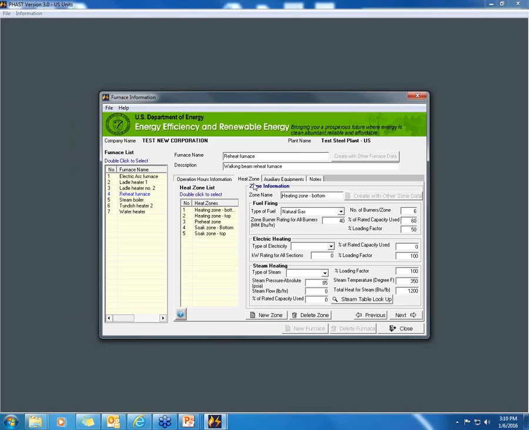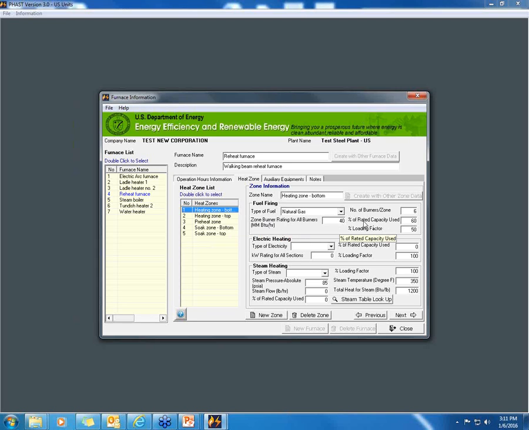So operating hours, then data regarding heat zones, and what kind of data we need to enter for the different heat zones. So for example, heating zone bottom. What we need to enter is what kind of fuel is used in that zone, then how many burners in that zone. In this case, there are 6 burners in that zone, and then what the total burner rating is for that zone. If you add burner ratings for those 6 burners, what's the total MMBTU per hour for that specific zone, and that's 40 MMBTU per hour.